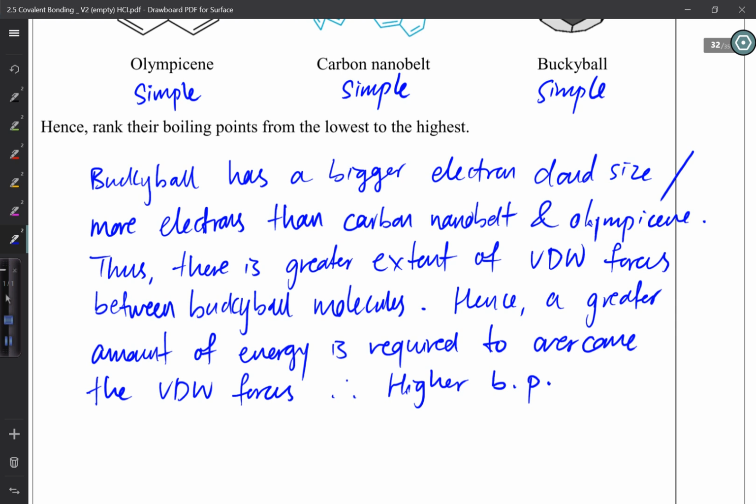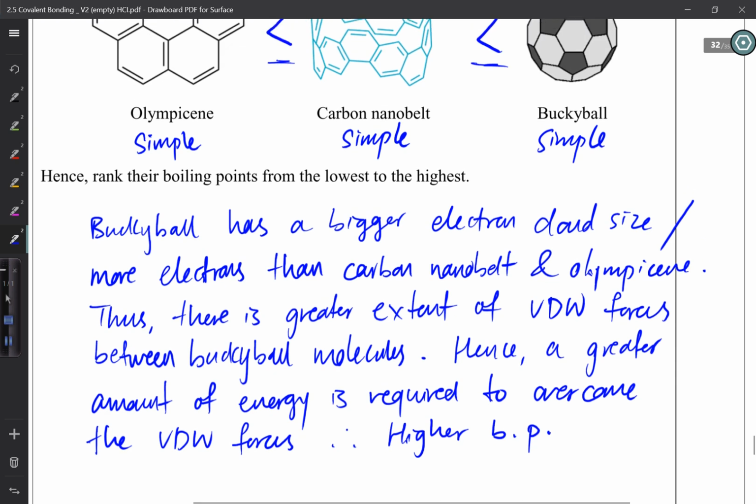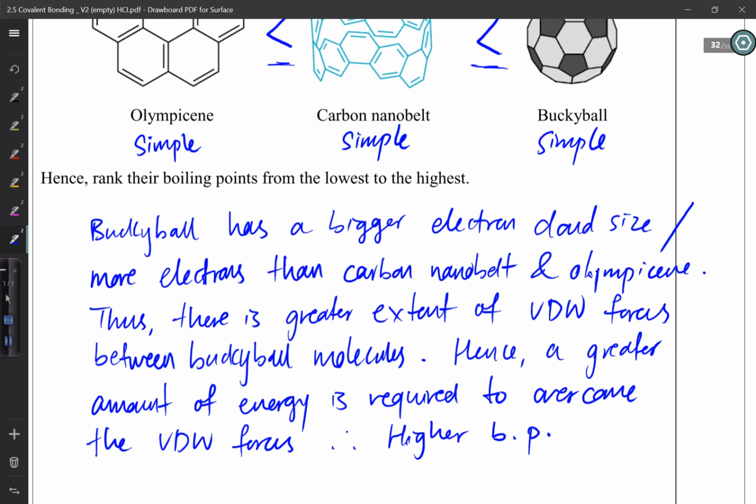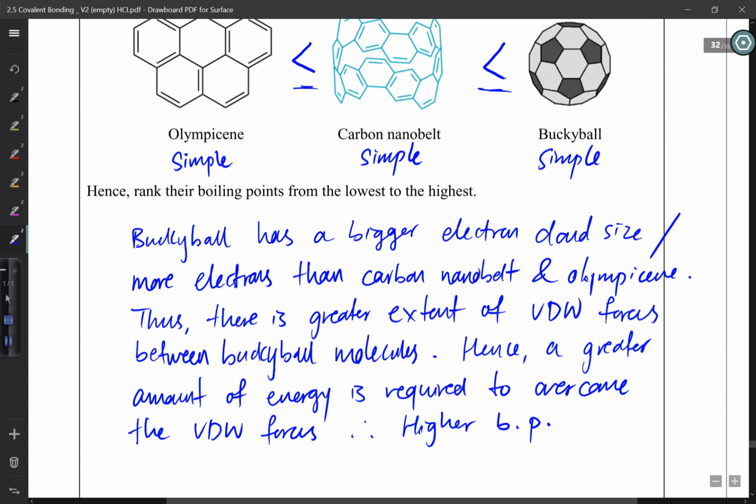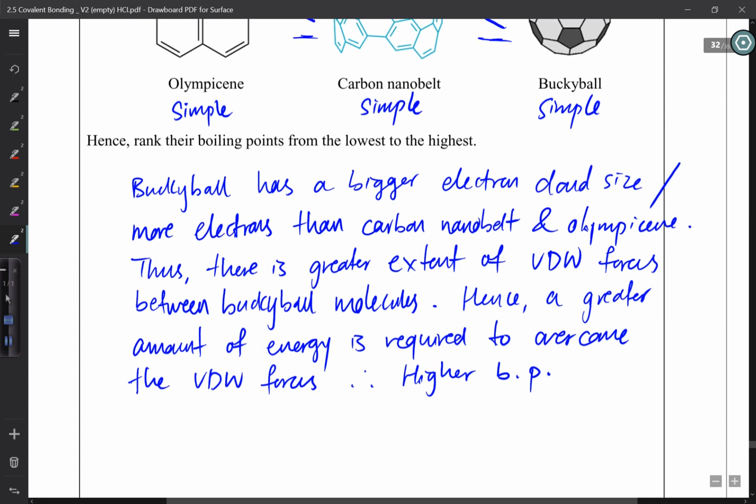But why does it have a bigger electron cloud size? Because its size is larger. It's the biggest. By inspection, buckyball contains more atoms than carbon nanobelts.